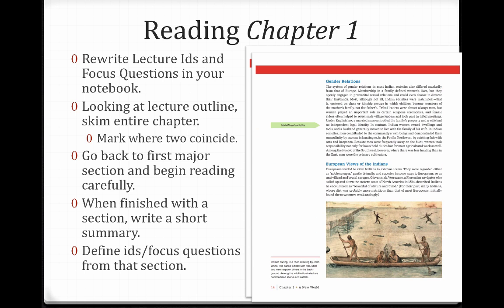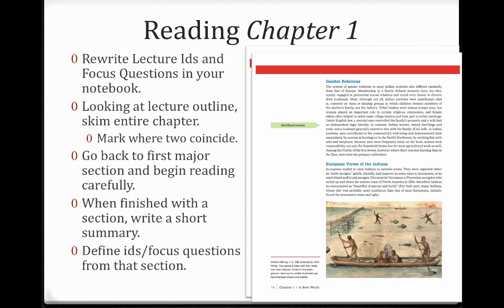Then you turn to the chapter and you want to skim the entire chapter. This is just to get a lay of the land, just to get a sense of what my instructor is going to talk about in class and where that information is in the textbook. And as you go through, you want to use marginal notes, little pencil markings. Pencil's always great, so you can erase it later. But a highlighter or flags or Post-its or something so that you can mark the places where your lecture outline or your class notes and the chapter coincide. Okay, and you're just skimming. You're just getting a sense of where everything is.